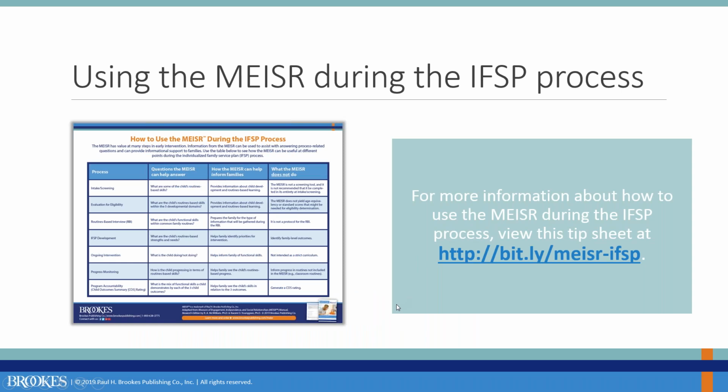This is a link that you can see about how to use the MEISR during the IFSP process, and the table shows you various processes and questions that the MEISR can help answer, how it can help inform families, and what the MEISR does not do, which is really important. So the basis of what the MEISR does not do is it does not tell you how delayed a child is, and so should never be used for eligibility determination, for example.